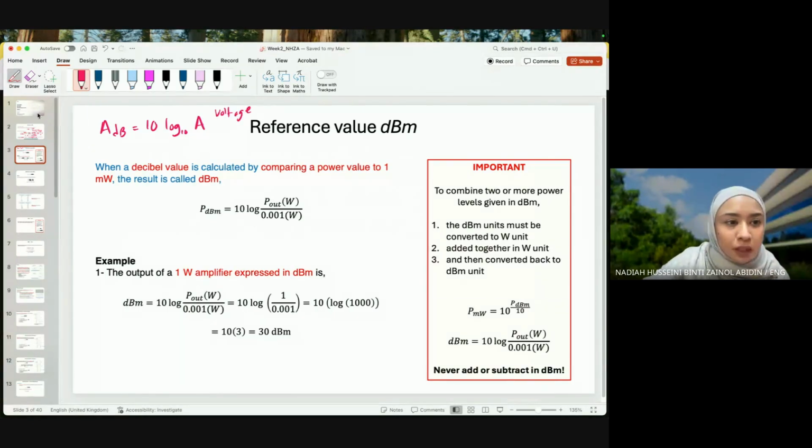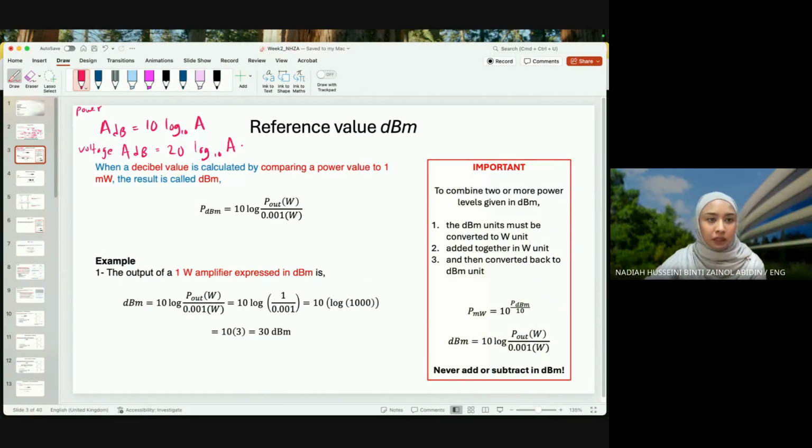No, wait, this is for power. So remember you had two equations. One was for power, the other was for voltage. For voltage, it is 20 log 10 of A. So your system can be calculated in terms of power or in terms of voltage. Depending on what the question gives you, you decide whether you need to calculate this in power or in voltage. Okay, so that is dB.